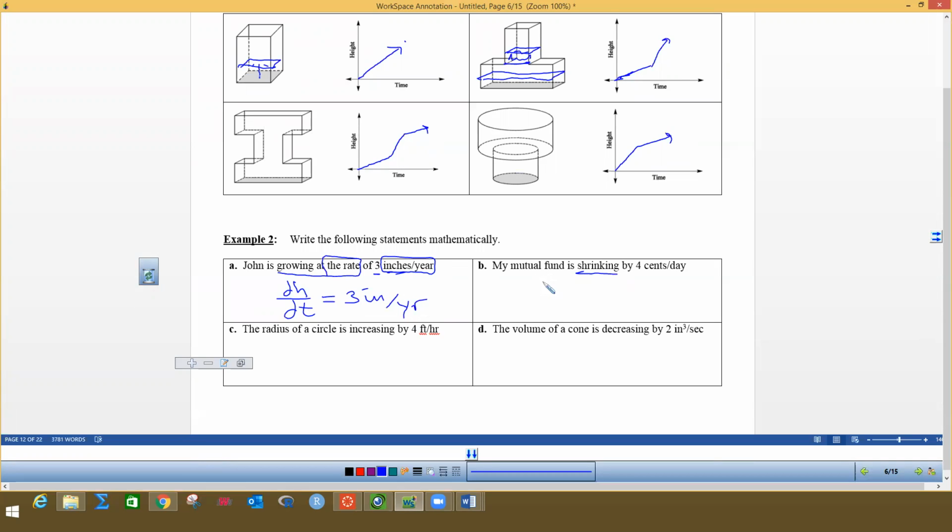So when we do this one, mutual fund, and we're talking money, in cents, so I don't really know what we call it. I'm going to use F for the change in the mutual fund. And again, this is time, so this is going to be dt, days or time. And since this says shrinking, this is going to be negative. Now you notice this says cents, so we need to put a 0.4 in here, and we would call that cents per day.